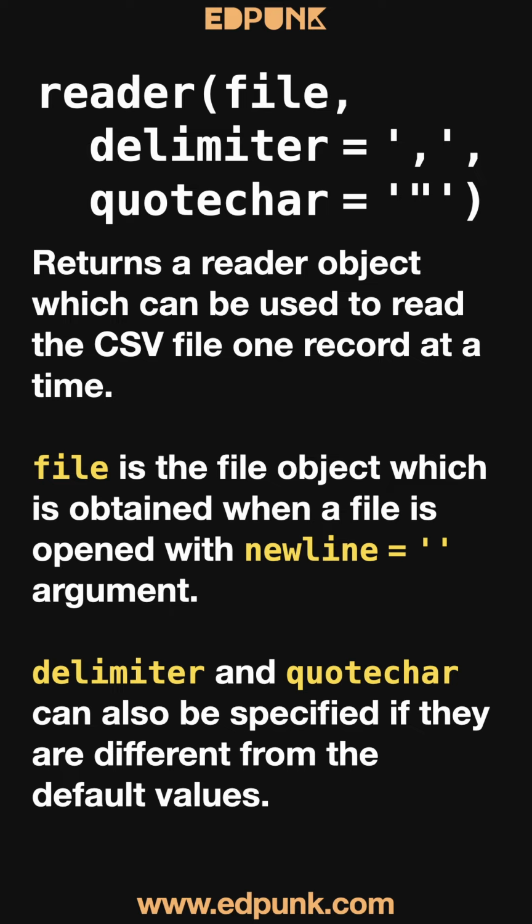The default delimiter in the CSV reader is the comma character and the default quote character is the double quote character. In case the CSV file uses a different delimiter or quote character, it can be specified using the arguments delimiter and quotechar respectively.